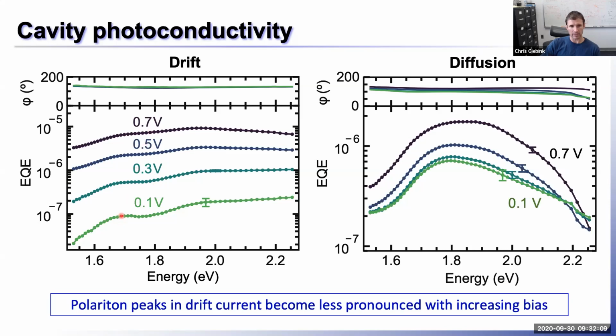So you can very clearly see this peak and this shoulder at low bias, but it becomes less clear that they're there as you get to higher bias. And this is unusual because, as I said, it's very different than what you see in the bare film, where the line shape remains constant and independent of the bias.